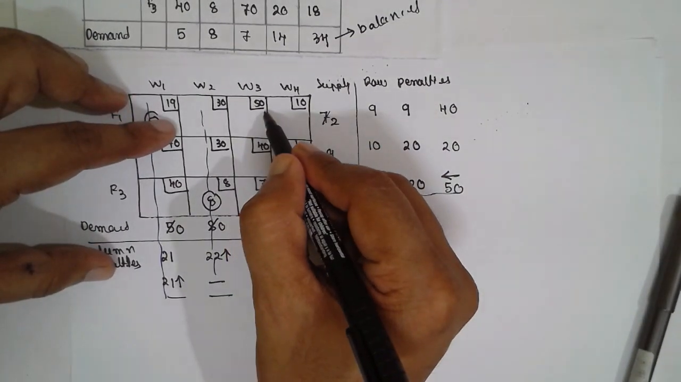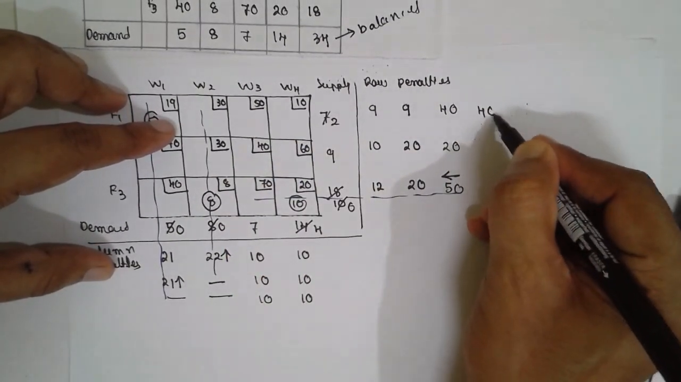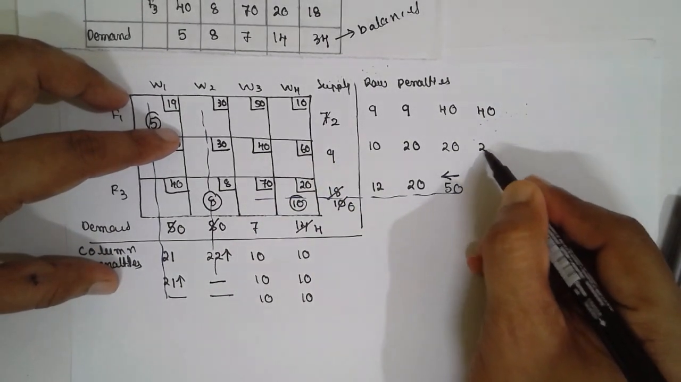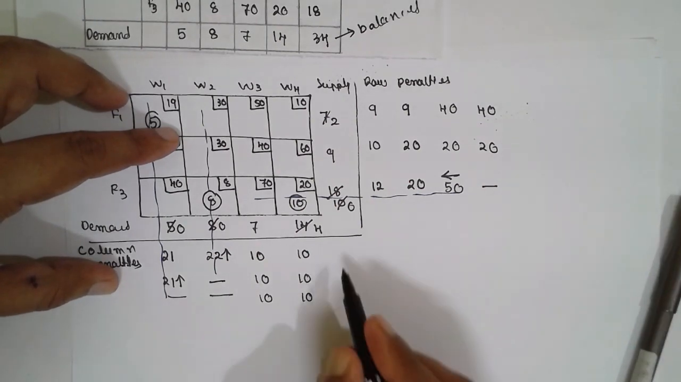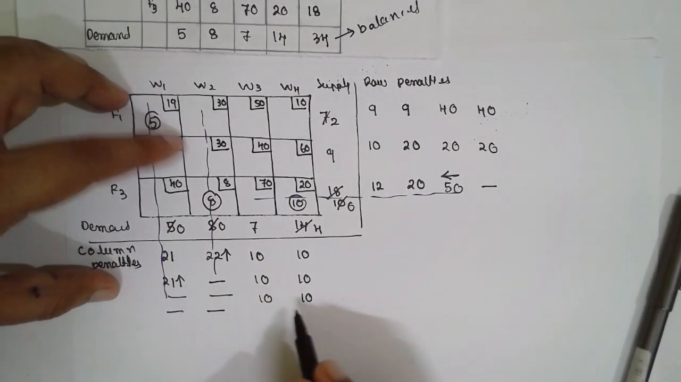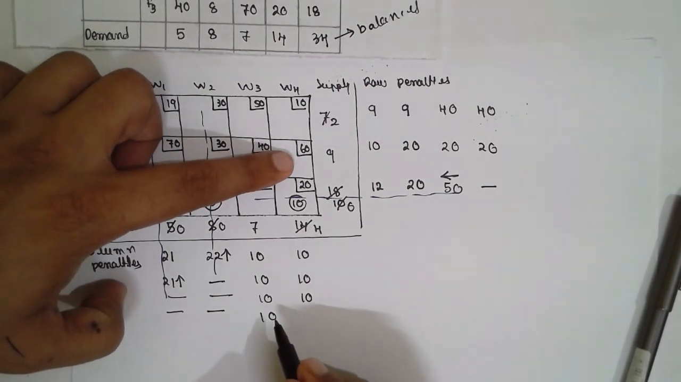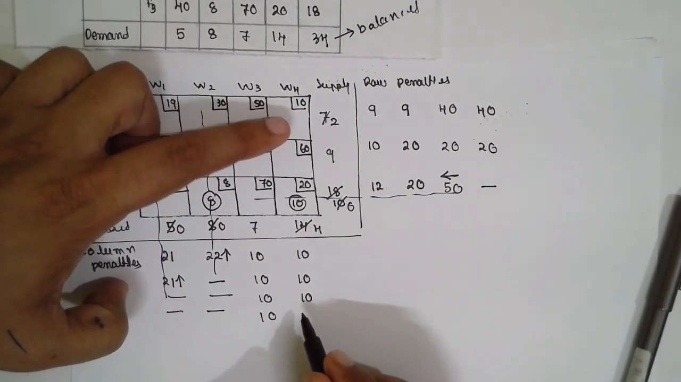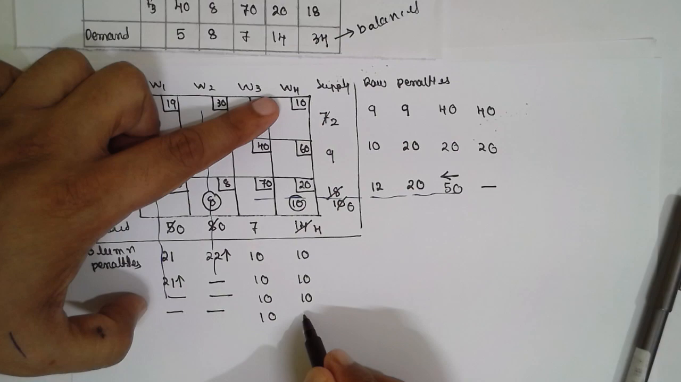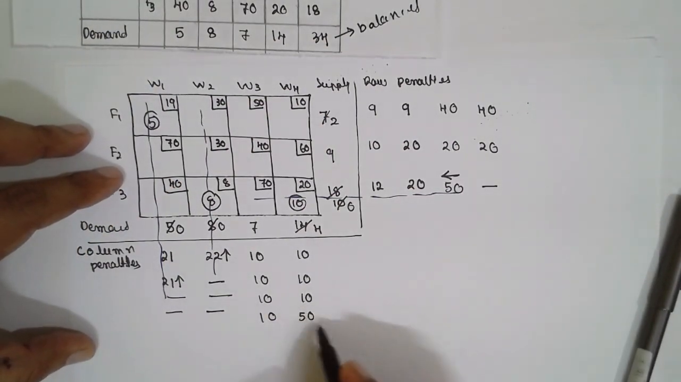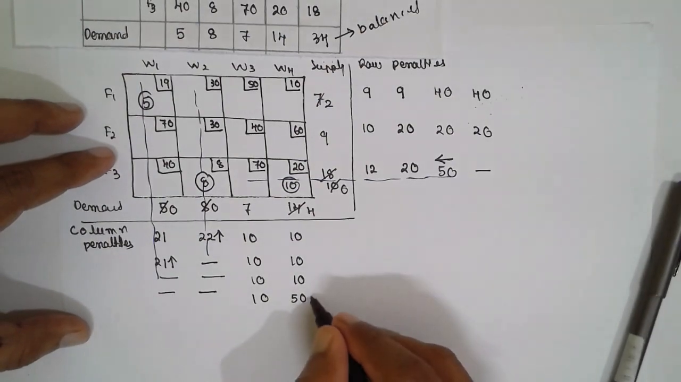Next, 50 minus 10, 40. 60 minus 40, 20. Is eliminated. 50 minus 40, 10. 60 minus 10, 50. Now select the larger value. Among these, the larger is 50. Show the arrow upward.